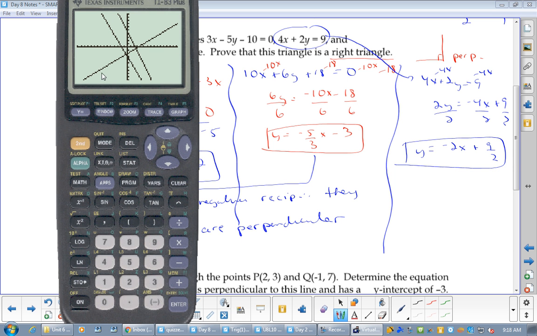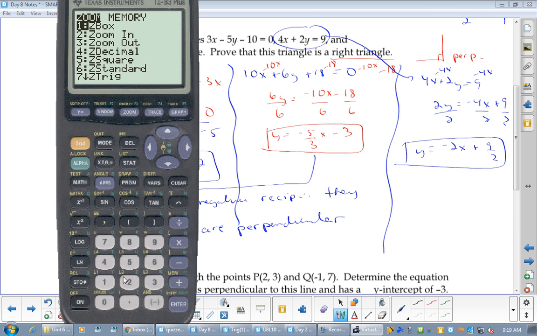Okay, so Zoom Square made all the increments the same. Because this is a widescreen calculator, when you hit Zoom 6, these are all 1, and those are 1, but you see how these are spread out quite a bit, so it doesn't look as nice. So that's why Zoom Square will definitely make it look like a right angle a lot better.